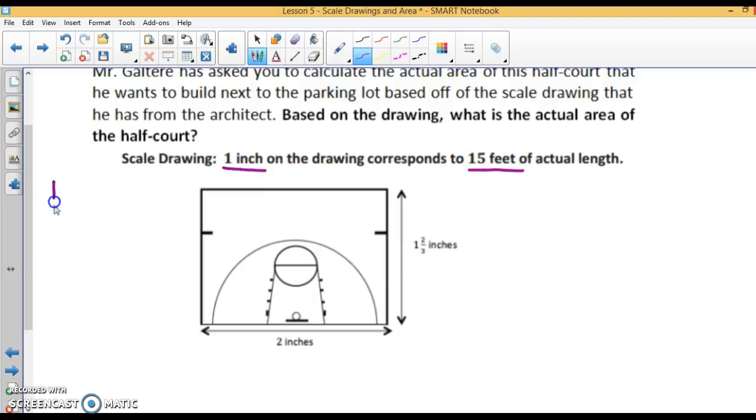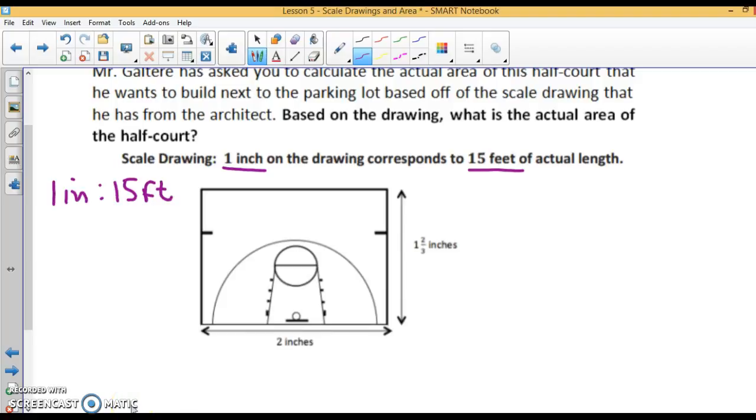So our scale, 1 inch is 15 feet. Now, the one thing that you must understand. Some kids like to find the area of this in inches and then try to convert it. You cannot do that. You need to convert the length and the width into the appropriate unit first. So we need to change these inches into feet.